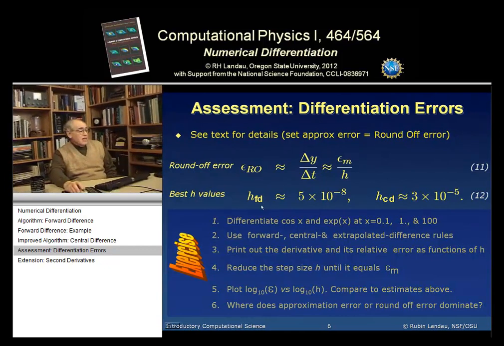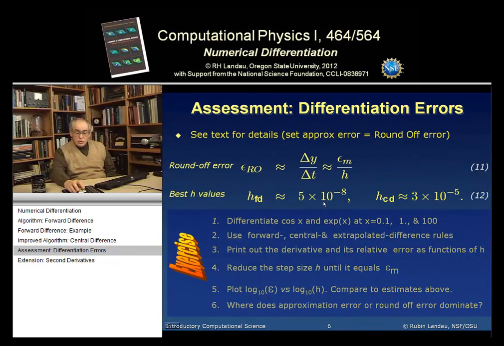It says that if you're doing a forward difference approximation, you have to use a value of h which is about 5 times 10 to the minus 8th, which is a pretty small number. It's better than single precision. It's already double precision. You have to go to that.